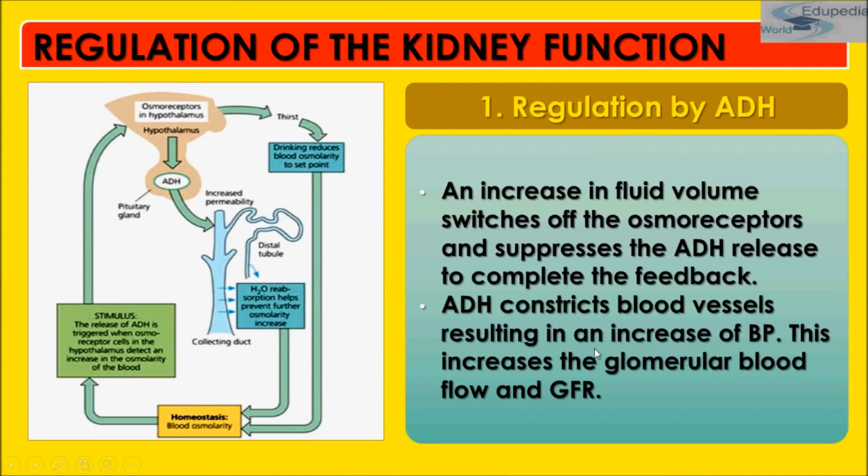And please note one thing, that an increase in fluid volume switches off the osmoreceptors and suppresses the ADH release to complete the feedback. And ADH, as I have told you, is also known as vasopressin. So the ADH constricts the blood vessels, and that results in increase in BP, that is blood pressure, and this increases the glomerular blood flow and GFR, or the glomerular filtration rate.